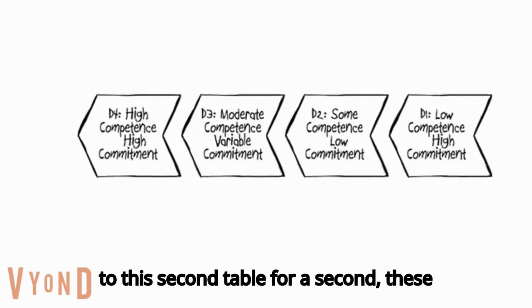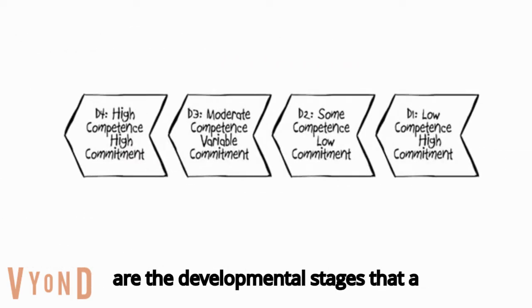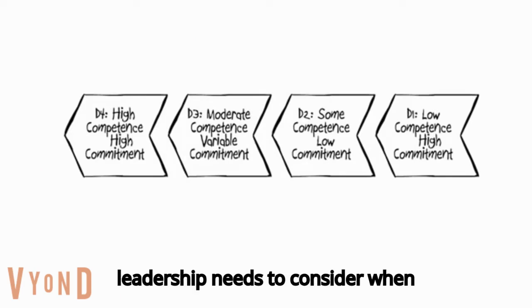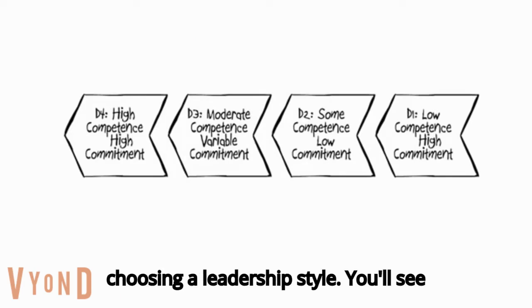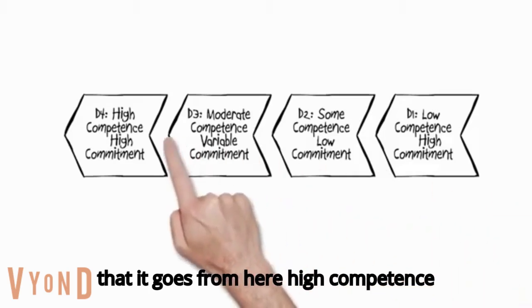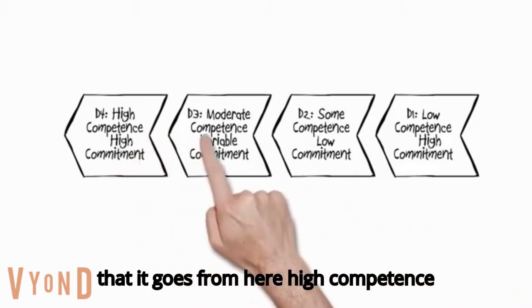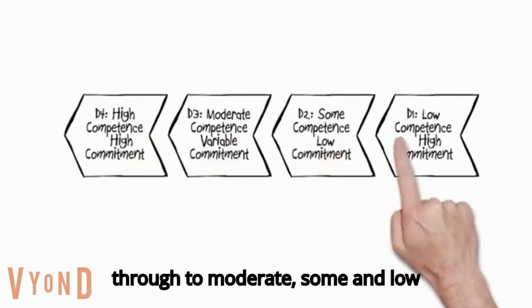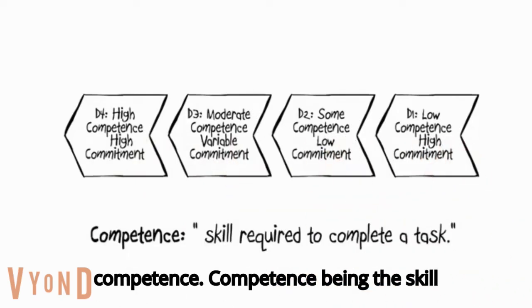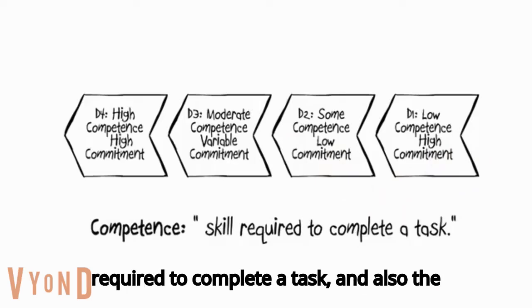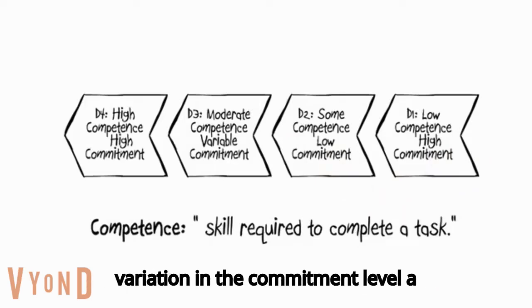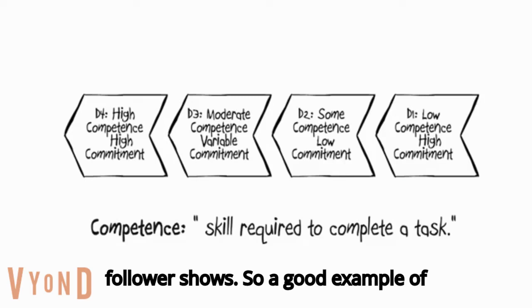Moving on to this second table for a second, these are the developmental stages that a leader needs to consider when choosing a leadership style. You'll see that it goes from here, high competence, through to moderate, some, and low competence. Competence being the skill required to complete a task. And also the variation in the commitment level a follower shows.